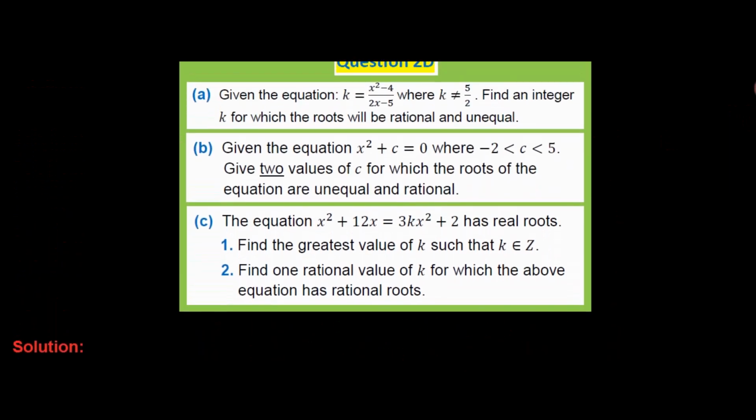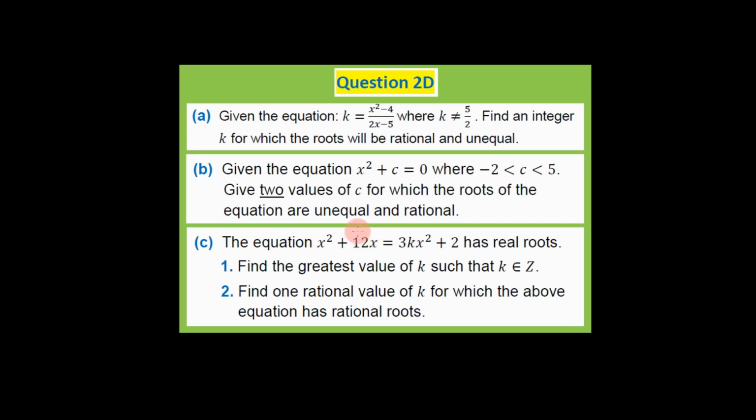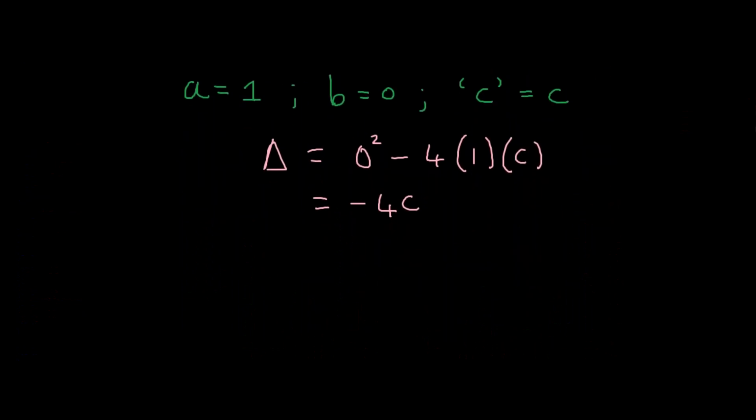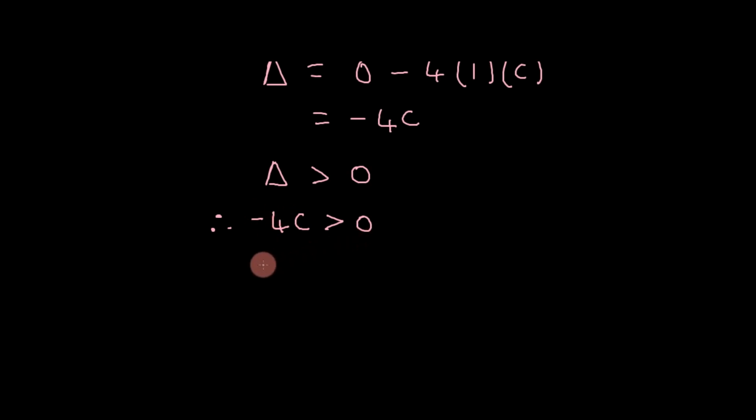Now, once again, we're going to do this in two parts. Let's first deal with the unequal part. For the roots to be unequal, they must exist. In other words, the roots must be real. And delta will have to be strictly greater than 0. So delta is strictly greater than 0. And -4c must be greater than 0. Then we can divide the -4 into the right-hand side. So the inequality switches around. So c is going to be less than 0 divided by -4, which is 0. So we see that for the roots to be real and unequal, c must be less than 0.